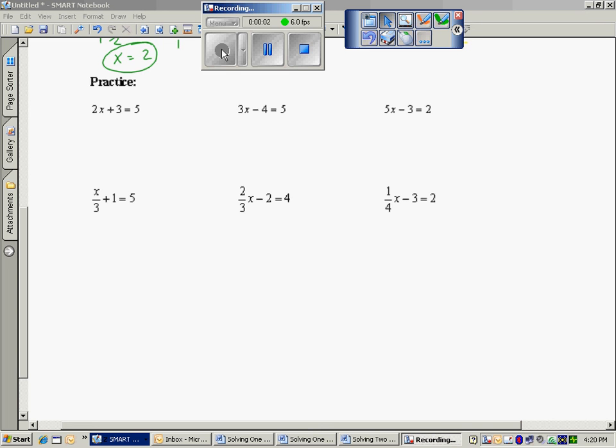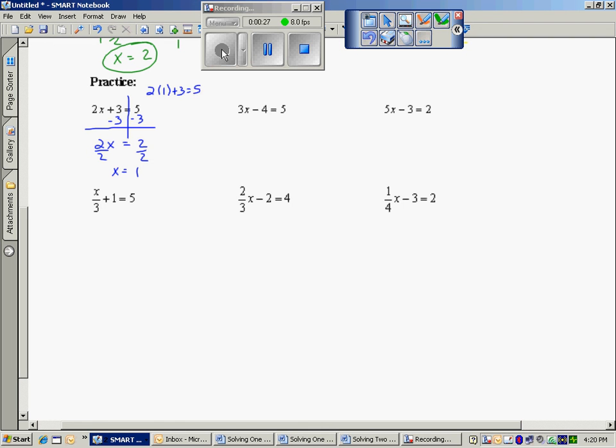The solutions to the practice problems for two-step equations. Holding my equal sign, what I do to the left, I must do to the right. I'm first going to get all my pieces together. 2x is equal to 5 minus 3, which is 2. Using my second inverse property, x is equal to 1. Checking my answer, 2 times 1 plus 3 is equal to 5.